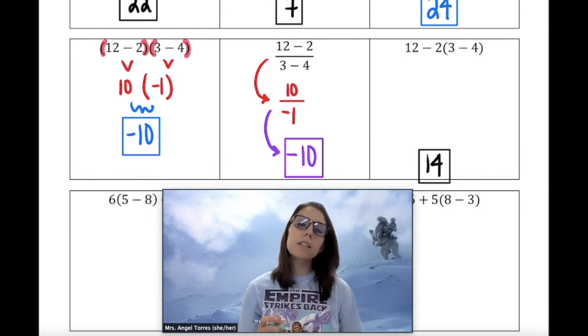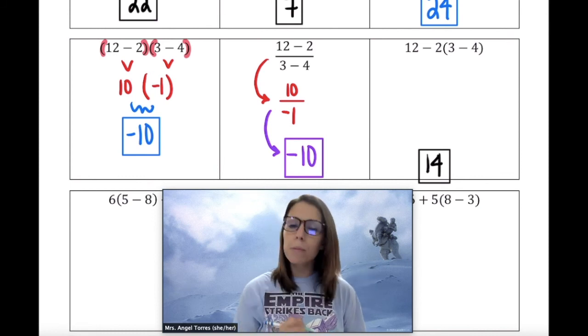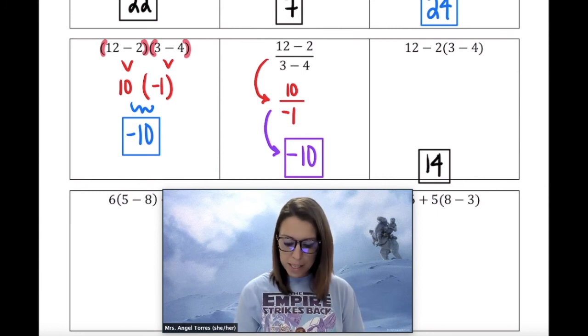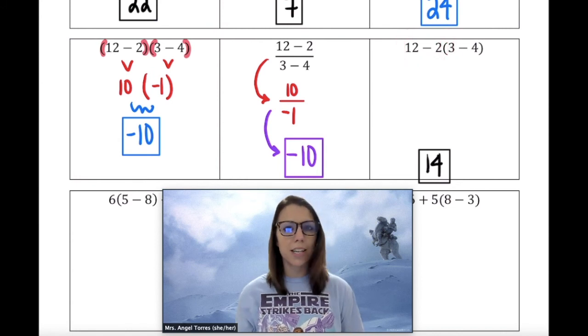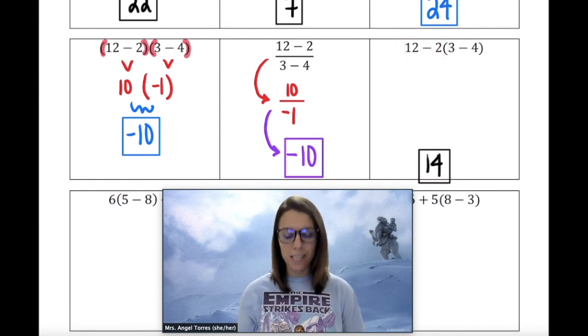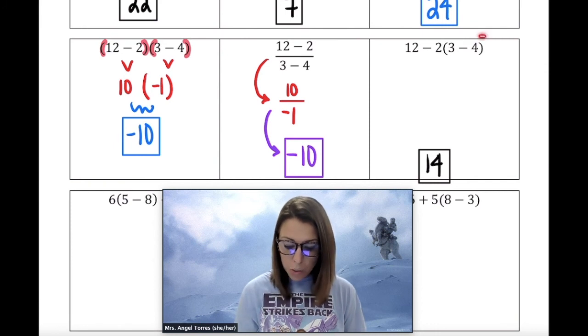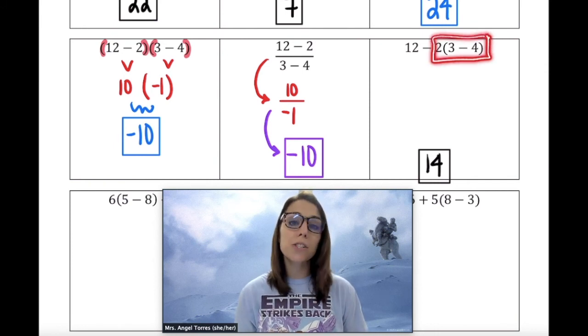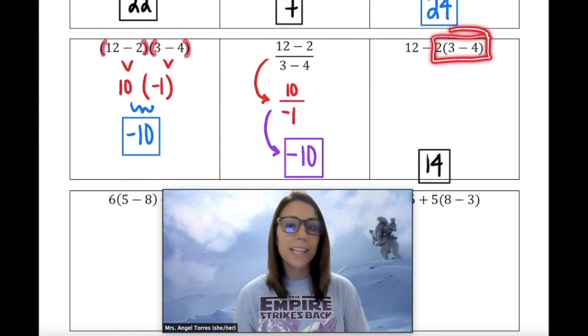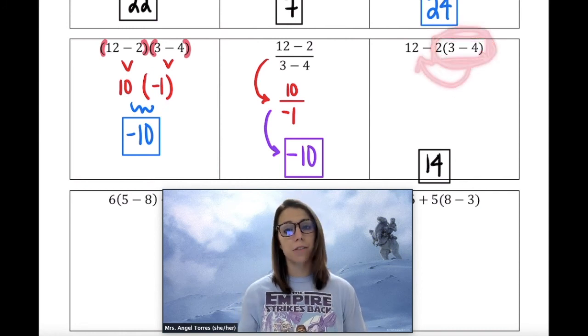Now this one was a little tougher because a lot of you probably also got -10 here, because many of you, I'm going to guess, did that math first, that 12 minus 2. But hold on, there's no parentheses here to show that that math should be done first. In fact, this is not 12 minus 2, it's 12 minus 2 times 3 minus 4. This entire thing, this product, must be simplified before you can subtract it from 12.